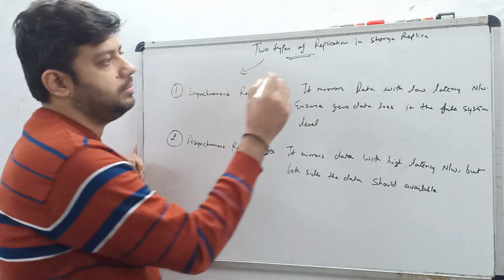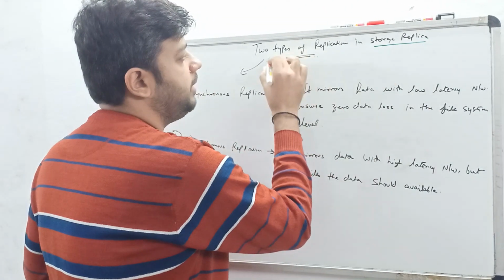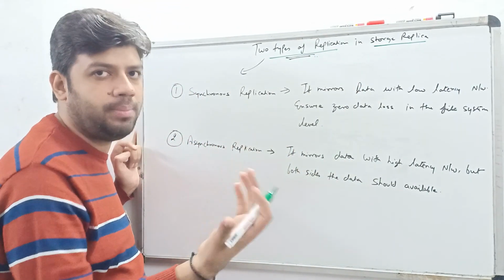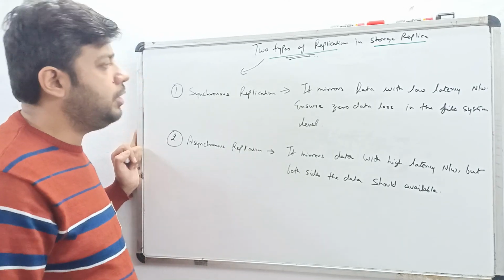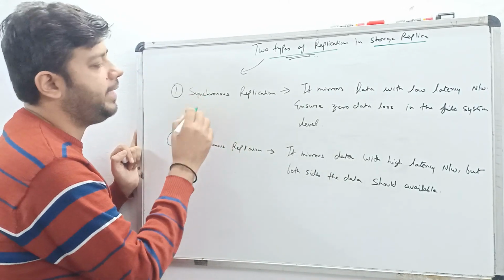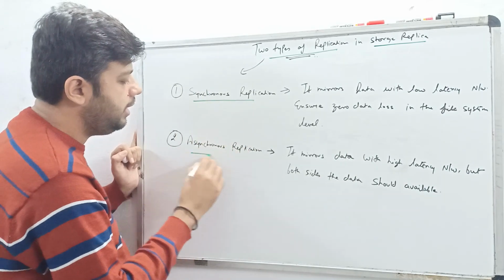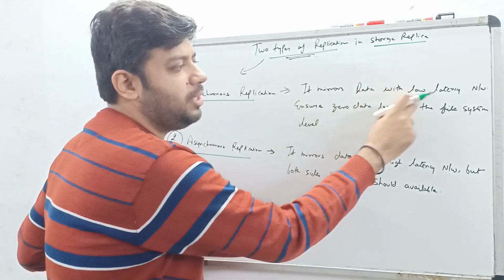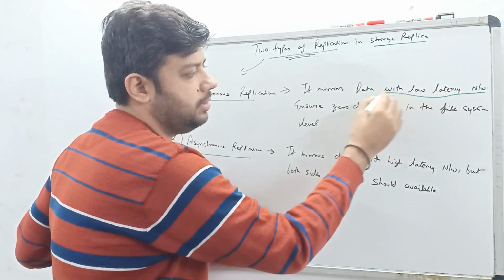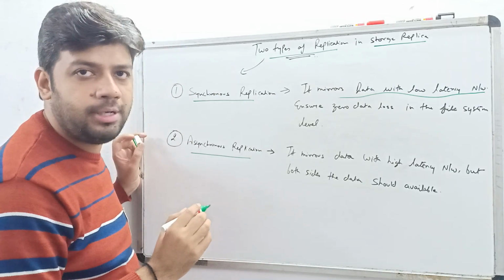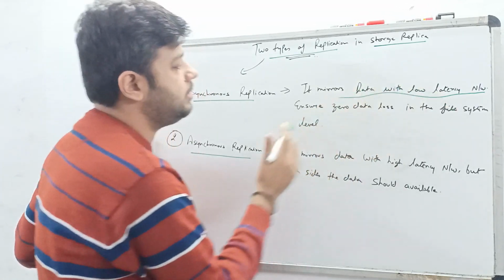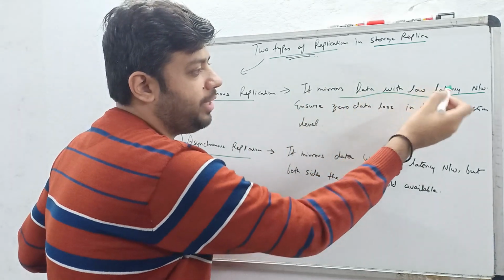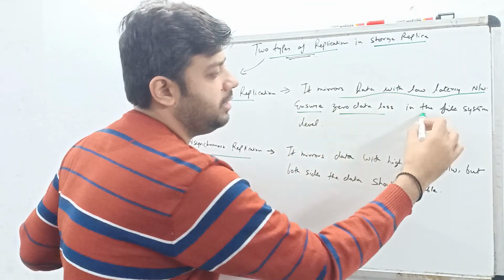Now, in storage replica, we have two types of replication. You already know what replication is: it's a service used to update the databases. One is synchronous replication, and the second is asynchronous replication. Now we talk about synchronous replication. It mirrors data with a low latency network. If your network has low delay, in that case we can use synchronous replication. It mirrors data with a low latency network and ensures zero data loss at the file system level.